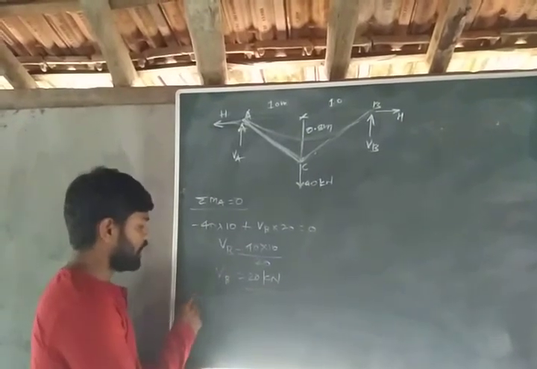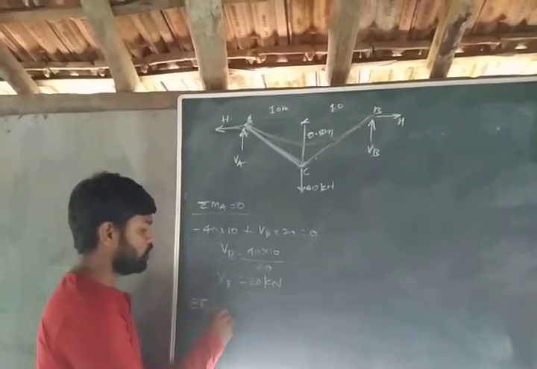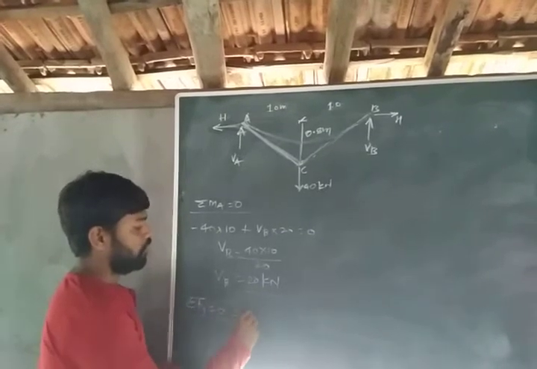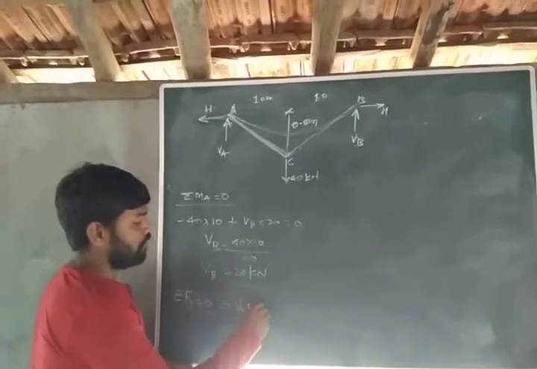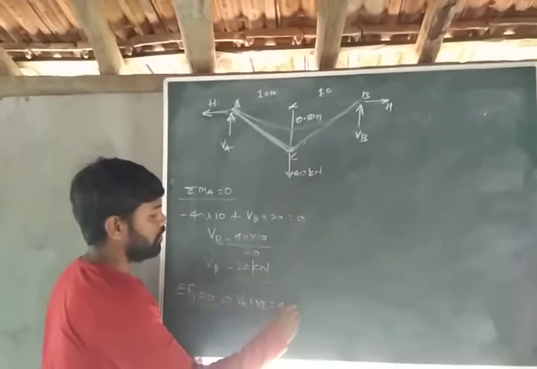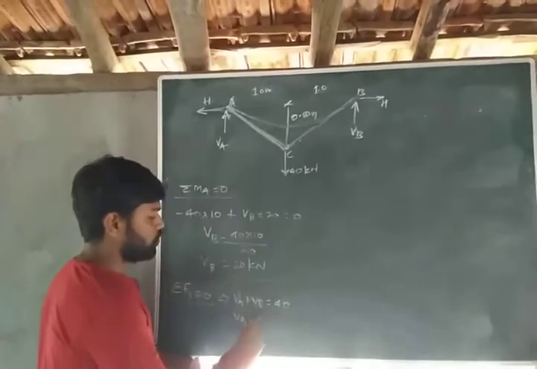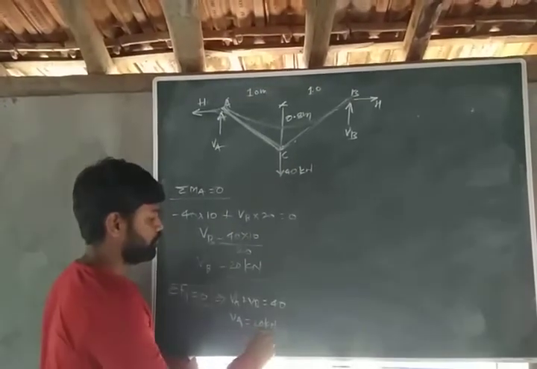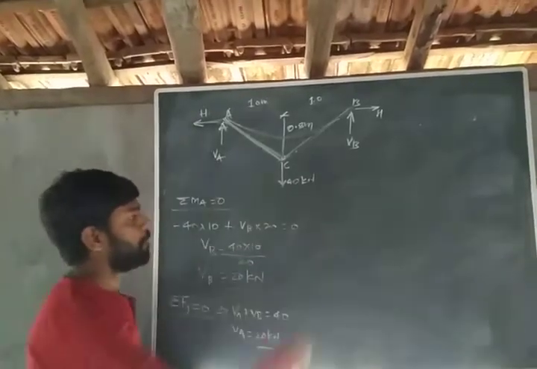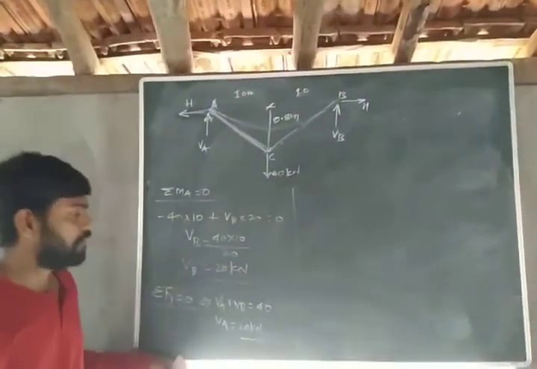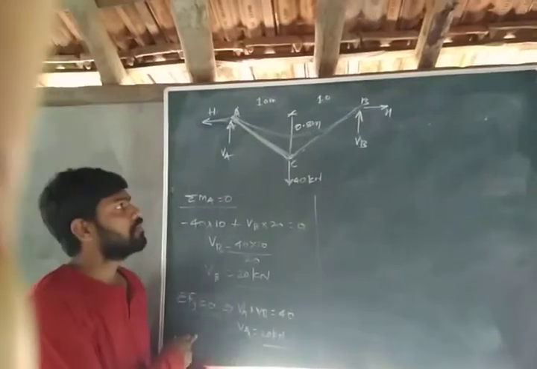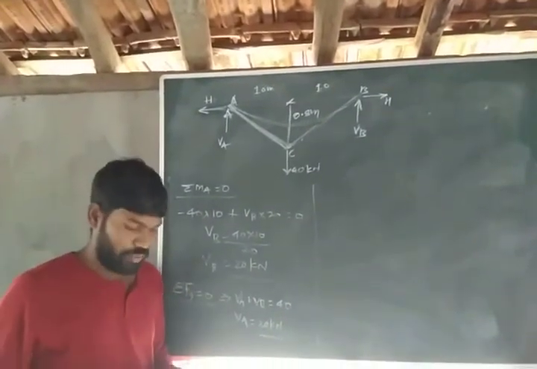If you apply the second equilibrium equation, summation Fy equal to 0, you will get VA plus VB equal to 40. So it gives VA is equal to 20 kilonewton. Okay, we have calculated the value of VA and VB. Next we have to calculate the value of H.